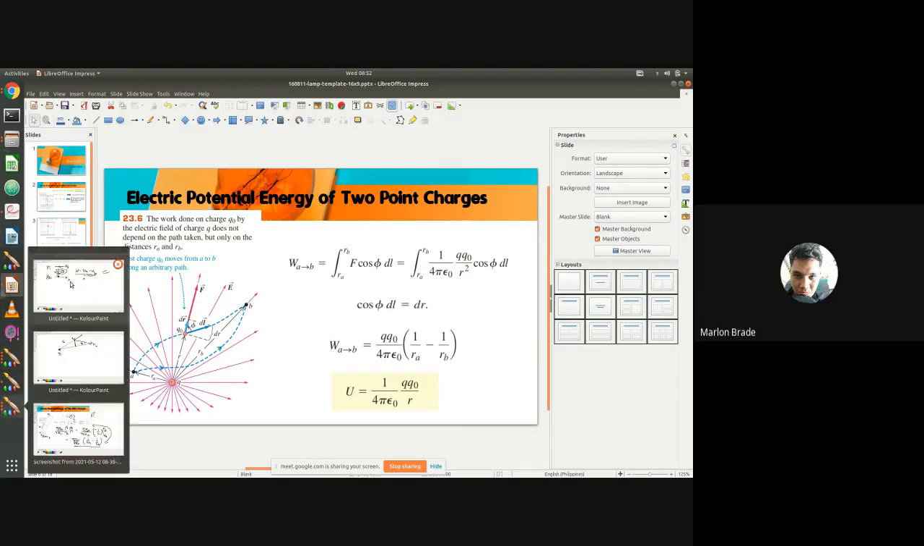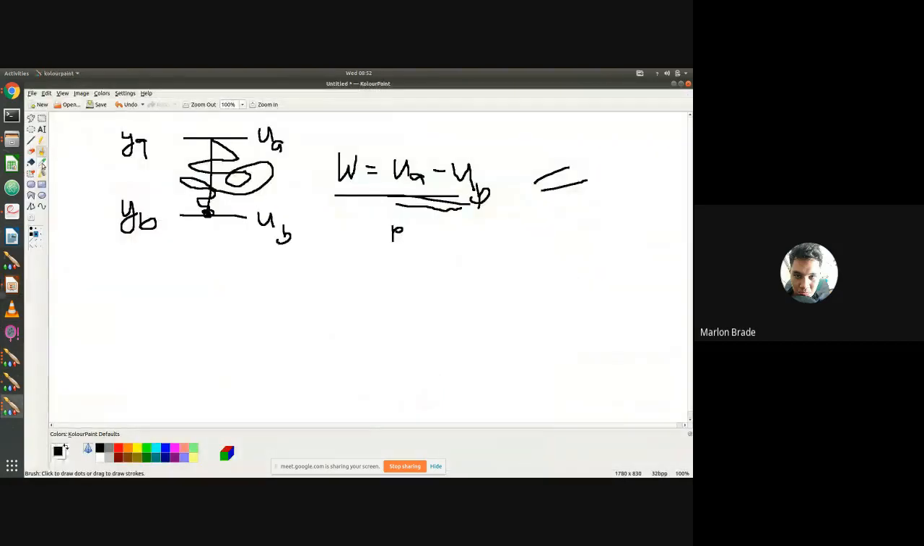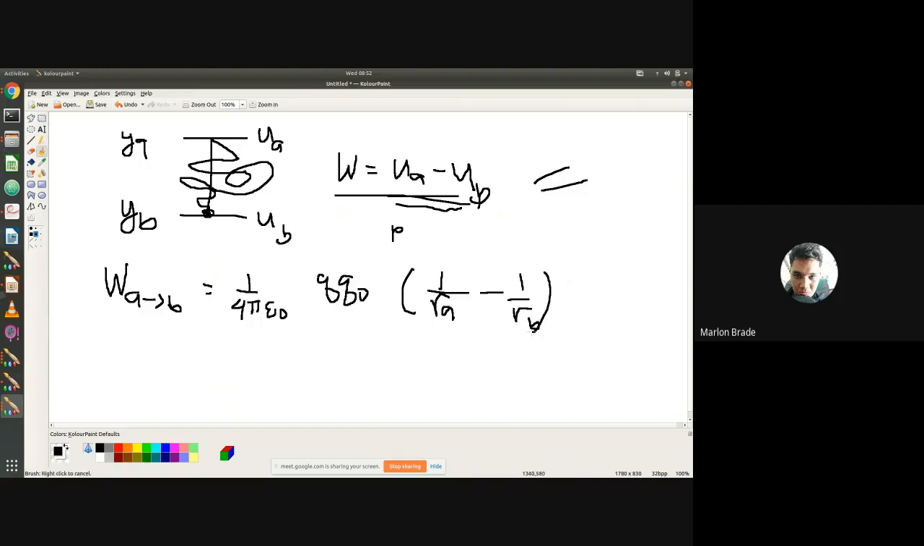So we have this one. We got that the work done from A to B is equal to 1 over 4 pi epsilon naught, Q Q naught, times 1 over RA minus 1 over RB. This is the work done in moving the test charge Q naught from RA to RB, and this is path independent.